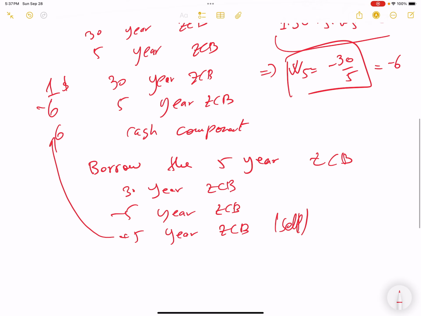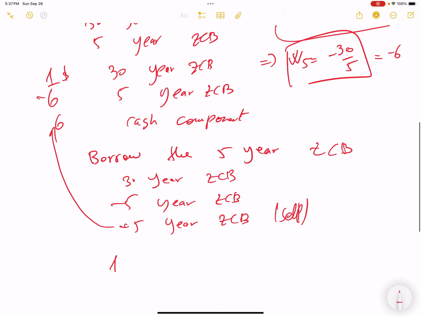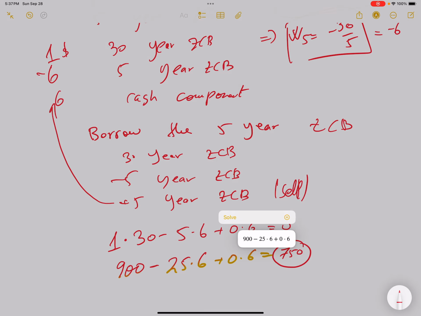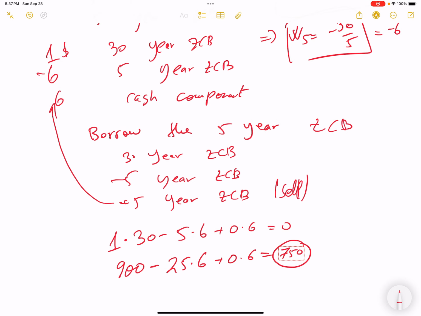So what is going to be the duration of this portfolio? So we already saw that this is 1 times 30 minus 5 times 6 plus 0 times 6, because this is cash, equals 0. What is going to be the convexity? The convexity is going to be as follows. This is going to be 900. Now, the convexity of a zero coupon bond is maturity squared. So for the 5-year it's 25 times 6 plus 0 times 6, which is going to be 750. Okay? So you see that the convexity is 750.